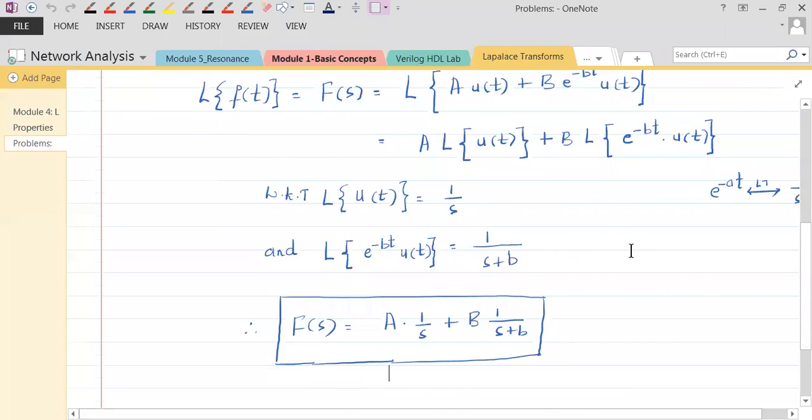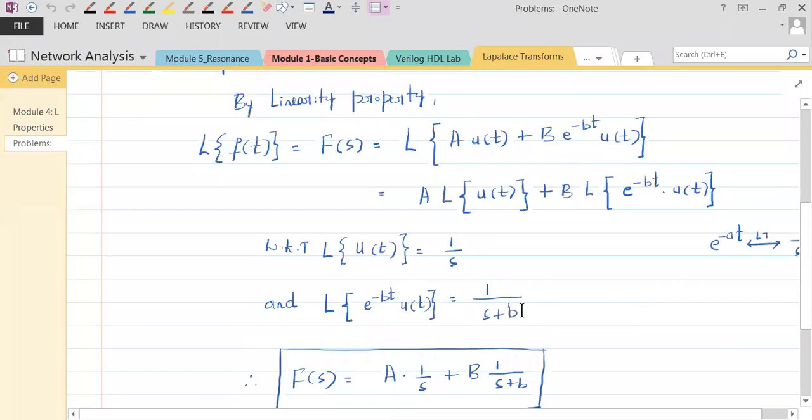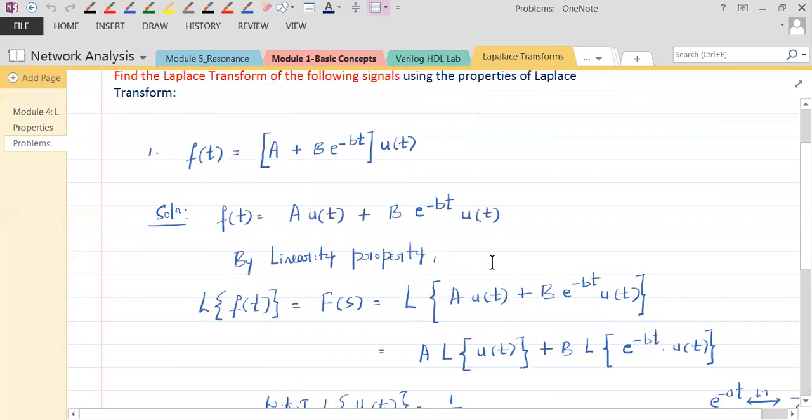Now see here, along with the signal u of t, e power minus bt is there. What is u of t? The Laplace transform of u of t is 1 by s. But since e power minus bt is there along with it, s needs to be replaced by s plus b. So that is what has happened here. Is everybody okay with that? So wherever the decaying exponential is associated with a signal, the s needs to be replaced by s plus b in this case, or if it is e power minus at, it would be s plus a. So we need to remember the Laplace transform of the standard signals also.